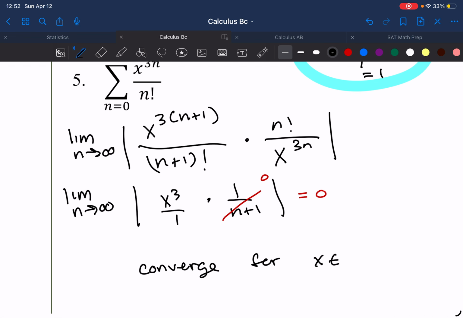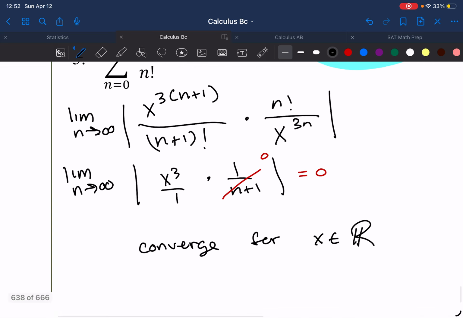for x belonging to all real numbers. So you can either write x belonging to all real numbers, the fancy R, or you can write it in words, all real numbers, or you can write it as negative infinity to positive infinity. And in these cases where the limit equals 0 and it converges on all the real numbers, the radius you can just write as infinity.